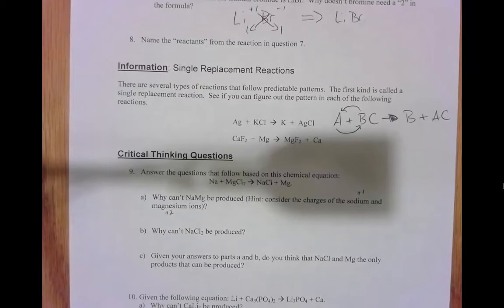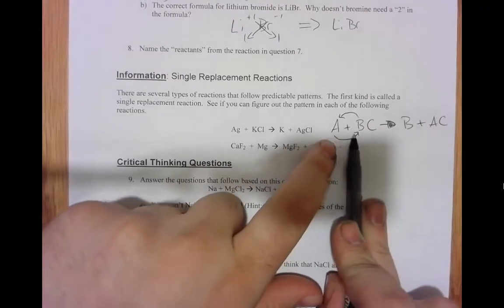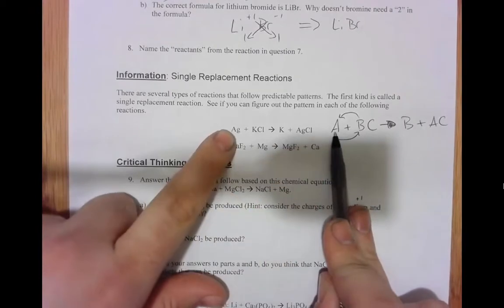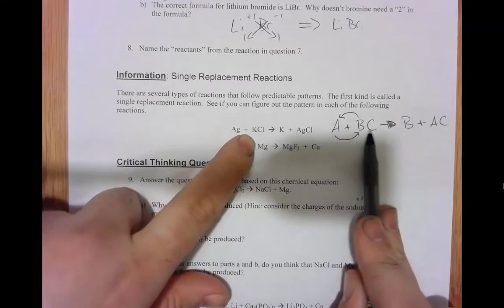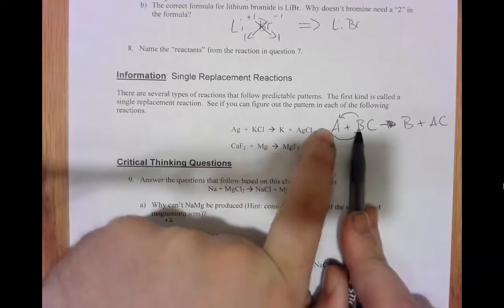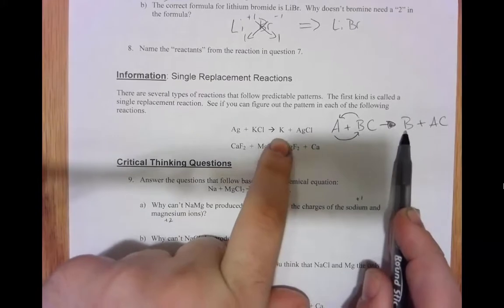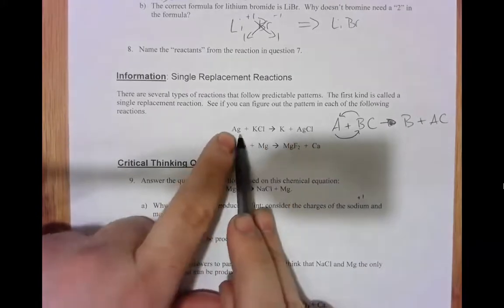The great thing about single replacement reactions is they all follow a similar pattern, as shown right here. We have a singular element A, which we can think of as silver. It's reacting with a compound like BC, which would be KCl. Then what happens is A and B end up trading places. So then we see that B is now alone and A is bound to C. That's exactly what you saw happen here.